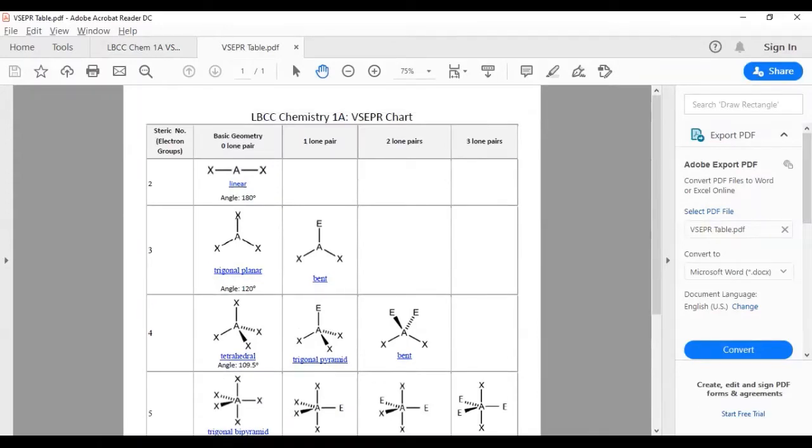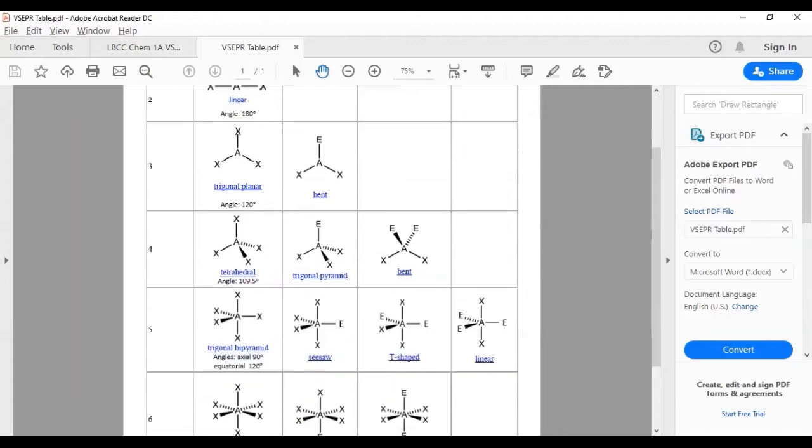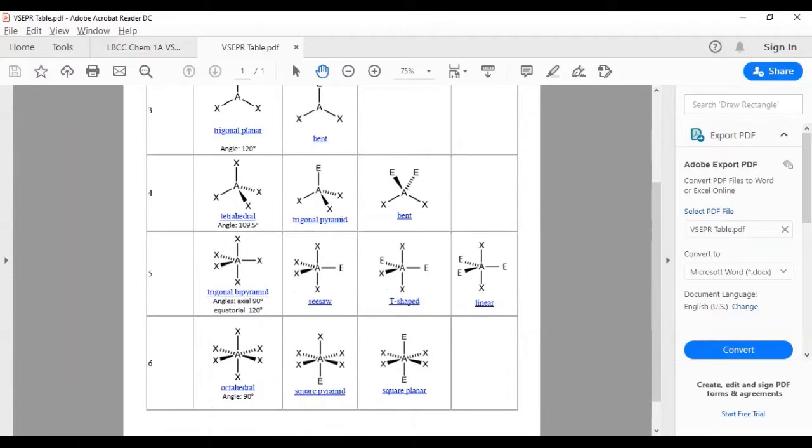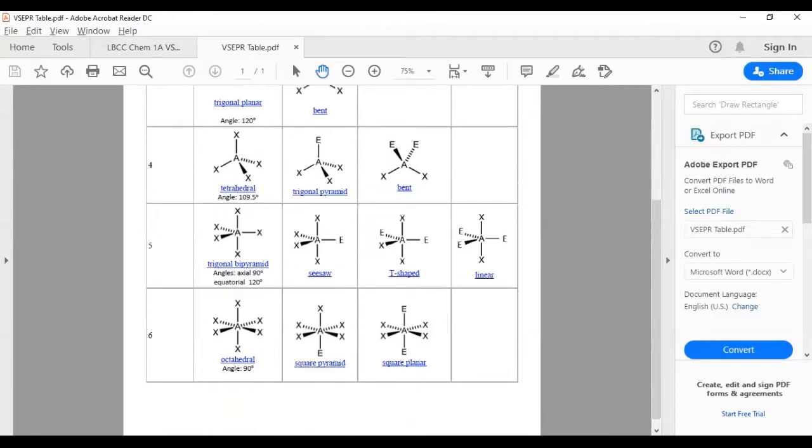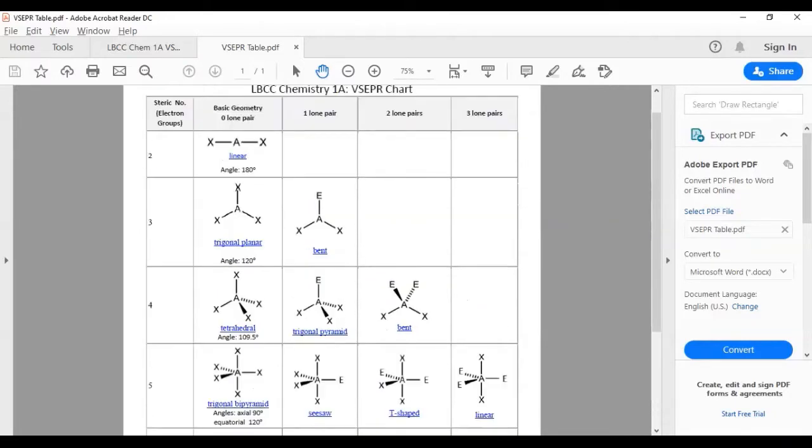Then you'll have to decide on the first column, what is the basic geometry? That is the geometry of the electron groups alone. And you can see the sequence here, right? For 2 of them, it's linear. For 3, it's trigonal planar. For 4, tetrahedral. For 5, trigonal bipyramid. For 6, octahedral.